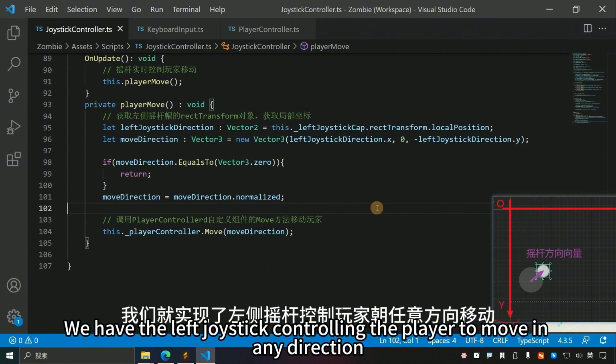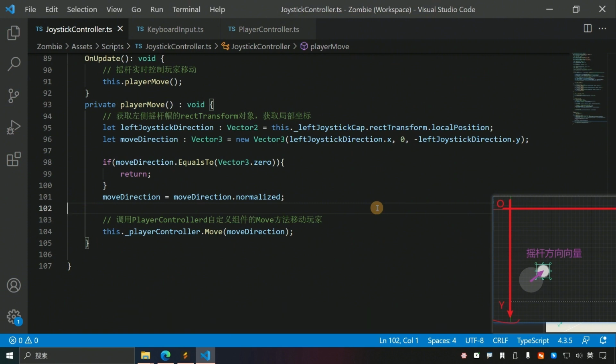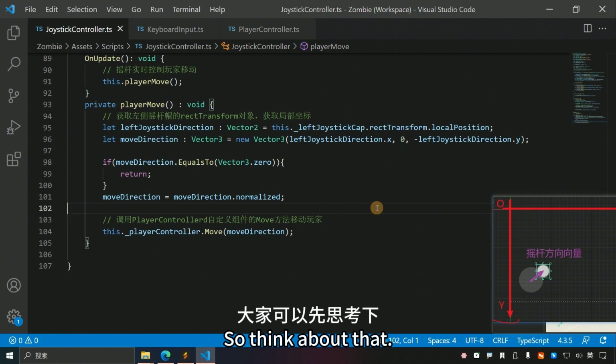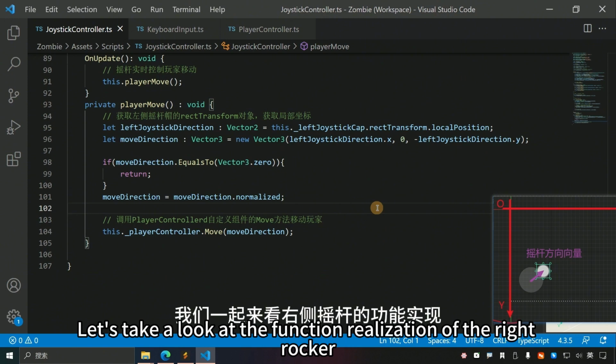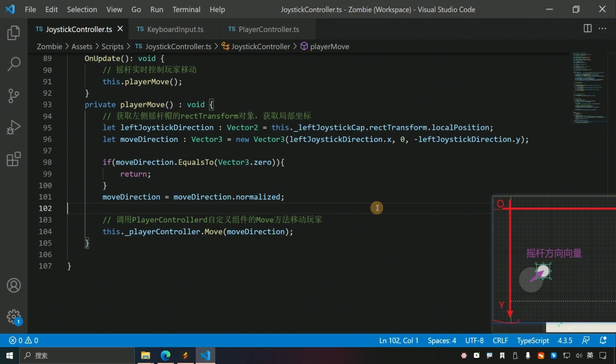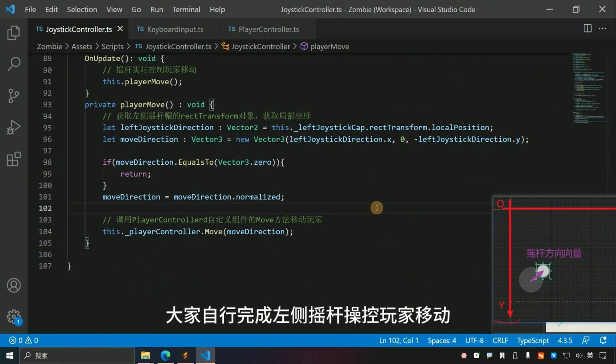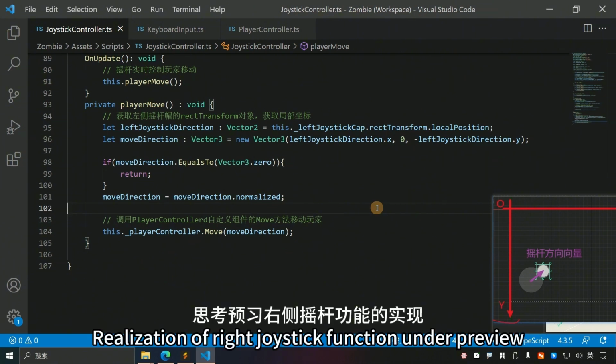So far, we have the left joystick controlling the player to move in any direction. So, is the function of the right joystick similar to the left joystick? Think about that. Next class, let's take a look at the function realization of the right joystick. After class, everyone completes the left joystick controlling the player's movement by themselves. Preview the realization of the right joystick function.